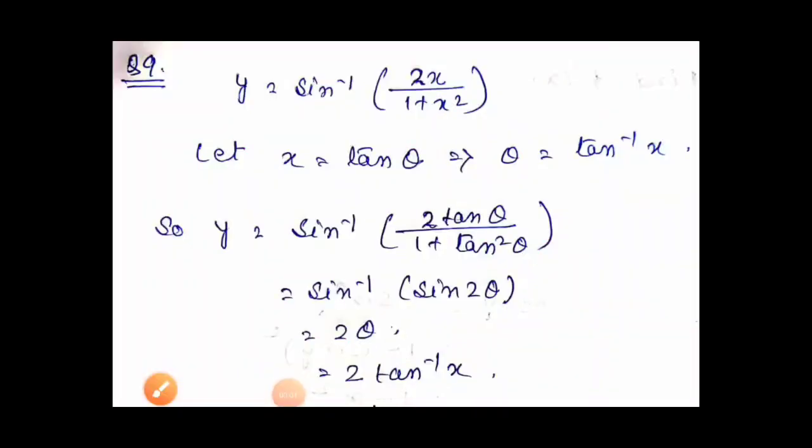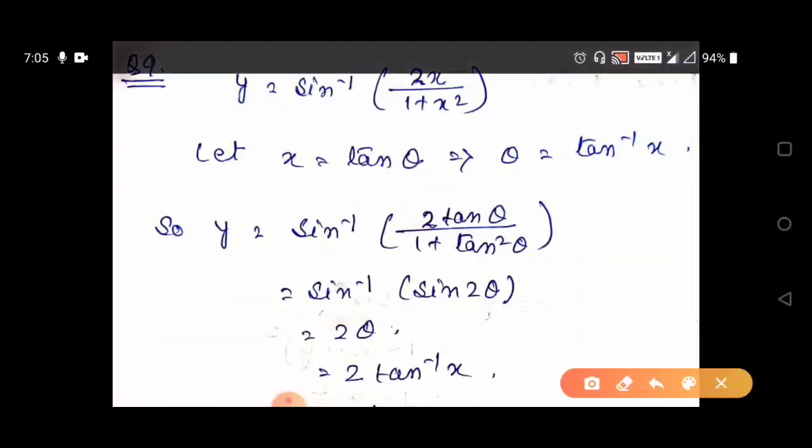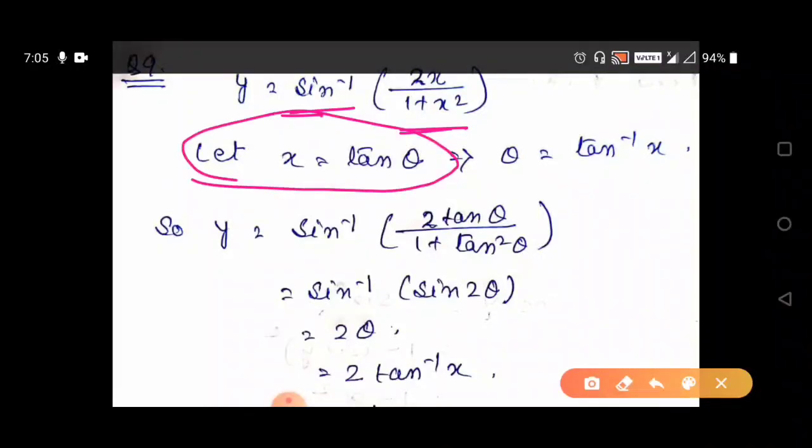Question number 9 of exercise 5.3. Here y is equal to sin inverse of 2x by 1 plus x square. Here we have to find dy by dx. To do this kind of questions, first of all we will cancel out sin inverse. So, to cancel out sin inverse, we need sin inside the bracket. To get sin inside the bracket, we will assume that x is equal to tan theta.